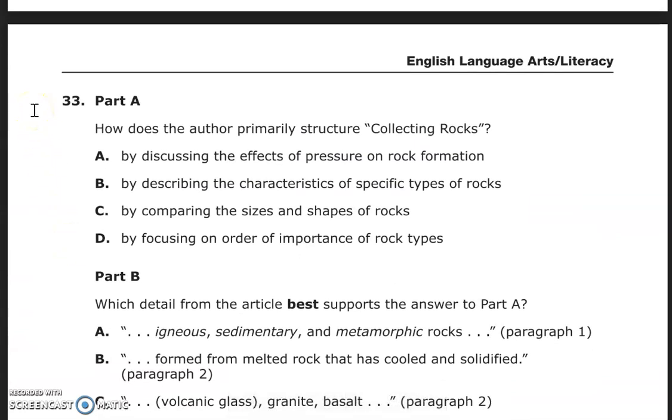Number 33, Part A. How does the author primarily structure Collecting Rocks? A. By discussing the effects of pressure on rock formation. B. By describing the characteristics of specific types of rocks. C. By comparing the sizes and shapes of rocks. D. By focusing on order of importance of rock types.